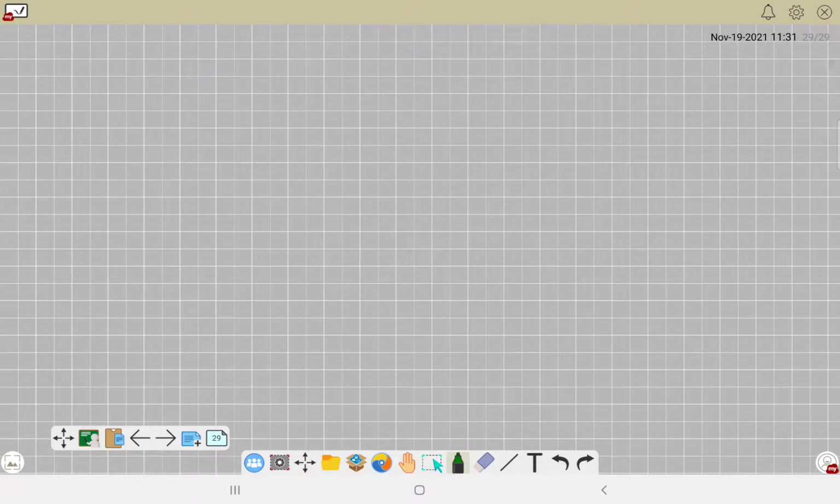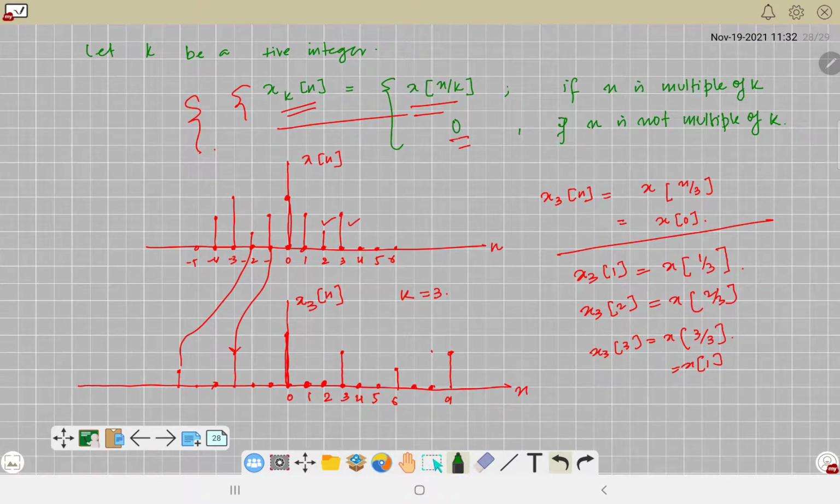Let's put this. Fine. So now if we want to find it in the frequency domain, next to X(e^{jω}), it will be the sum over n from minus infinity to plus infinity of x_k[n] e^{-jωn}. Fine. Now x_k[n] is defined here as equivalent to 0 except for the case where n is a multiple of k.